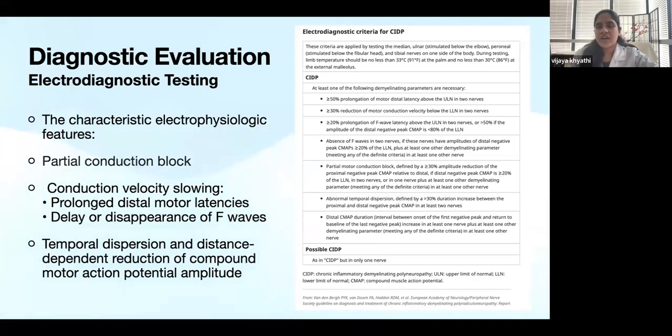There are electrodiagnostic criteria that we need to look for, which are in the attachment here.